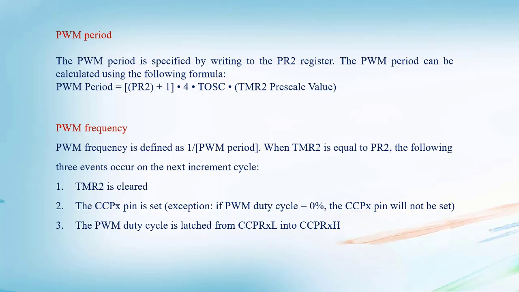When TMR2 is equal to PR2, the following three events occur on the next increment cycle. That is, TMR2 is cleared; the CCPx pin is set, except if the PWM duty cycle equals 0%, the CCPx pin will not be set. Third, the PWM duty cycle is latched from CCPRxL into CCPRxH, lower byte into the higher byte.